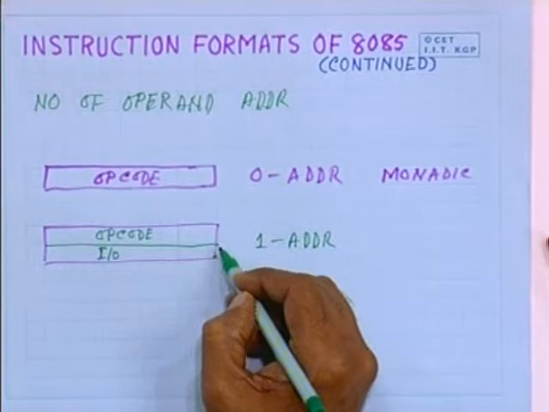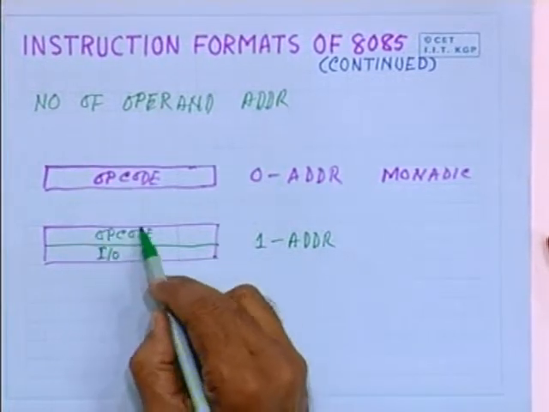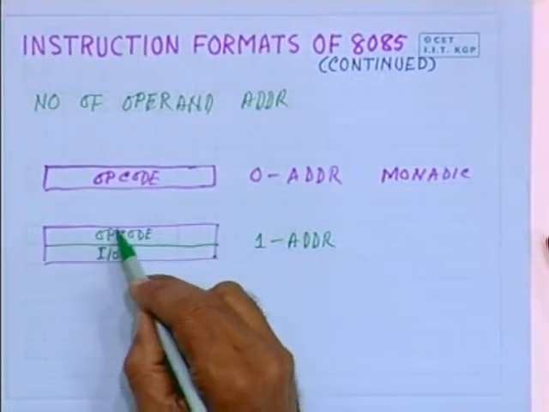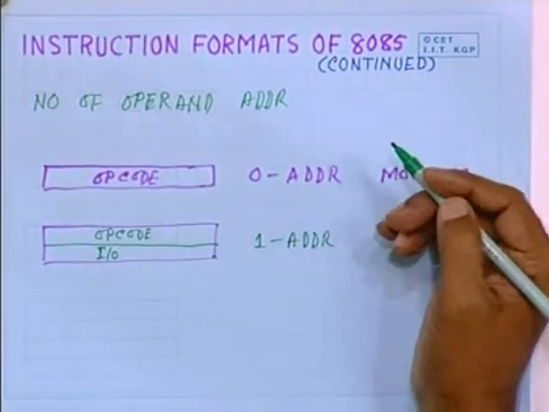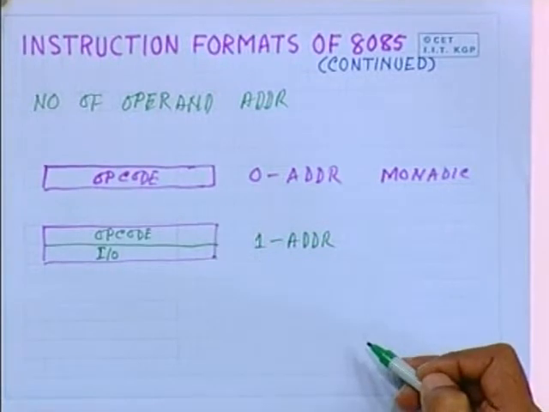and of course whenever you specify an IO address, the other operand address is implicitly specified by this opcode. That means the other operand, either the source or destination, is the accumulator.